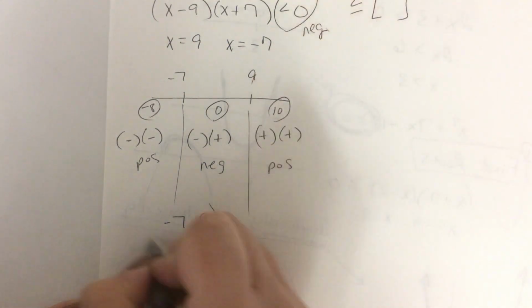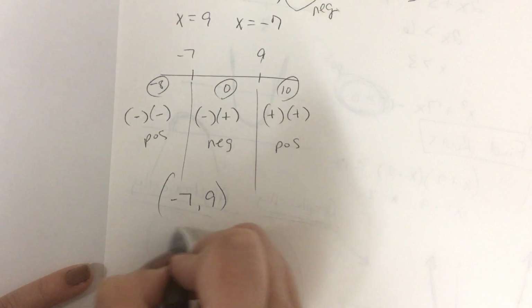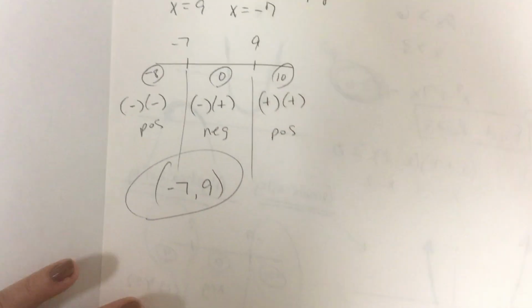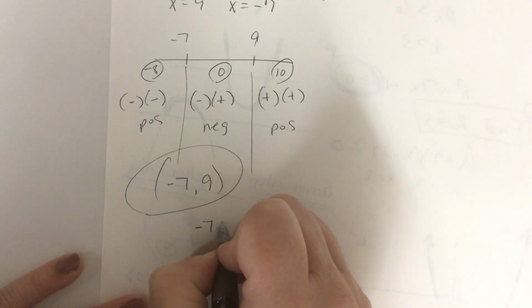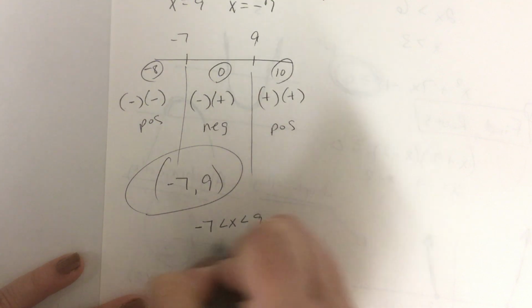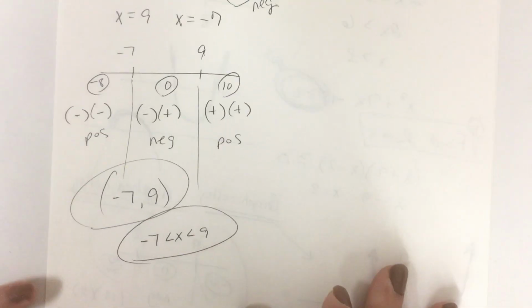I want parentheses around it. So it looks like an ordered pair, but it's an interval. It's an interval from negative 7 to 9. Or if you prefer, you could say negative 7 is less than x, which is less than 9. That would also work. Okay?